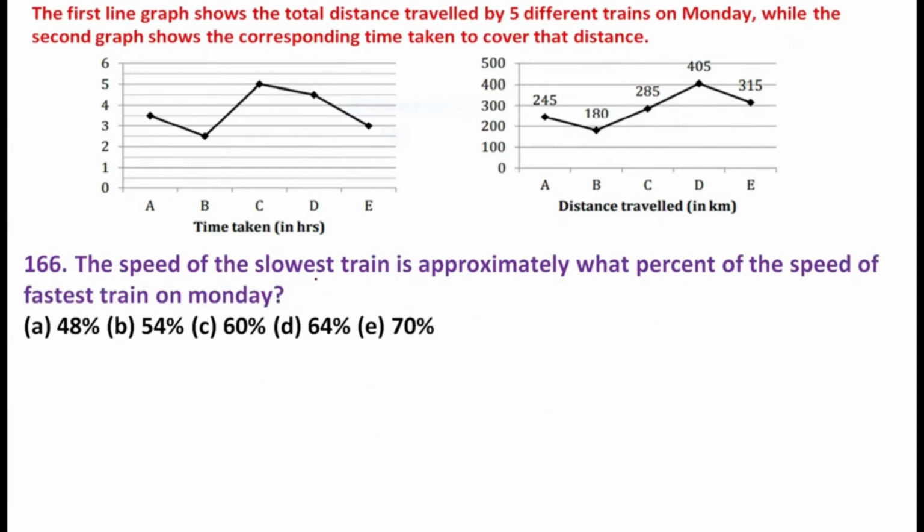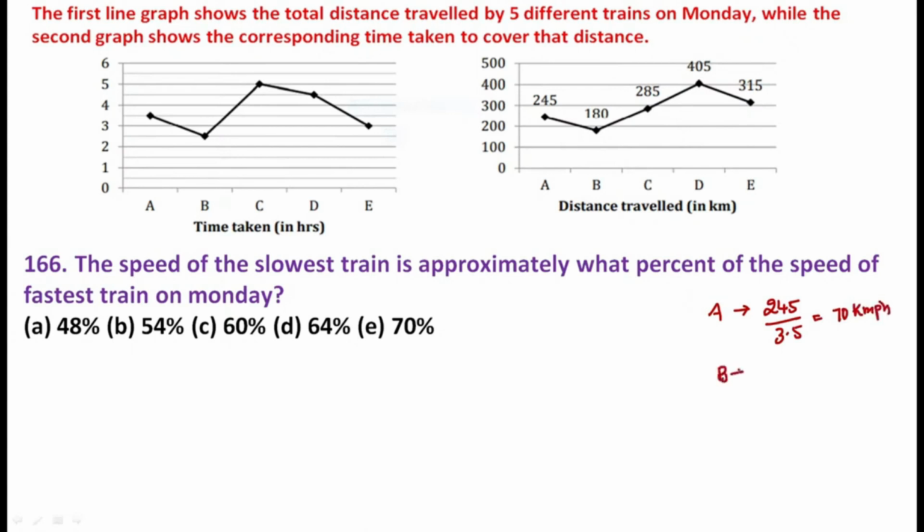The speed of the slowest train is approximately what percentage of the speed of the fastest train on Monday? Fastest train, slowest train, we require the speeds. Now see, here we already know the A speed is exactly equal to 245 divided by 3.5. It's exactly equal to 70 kilometers per hour.